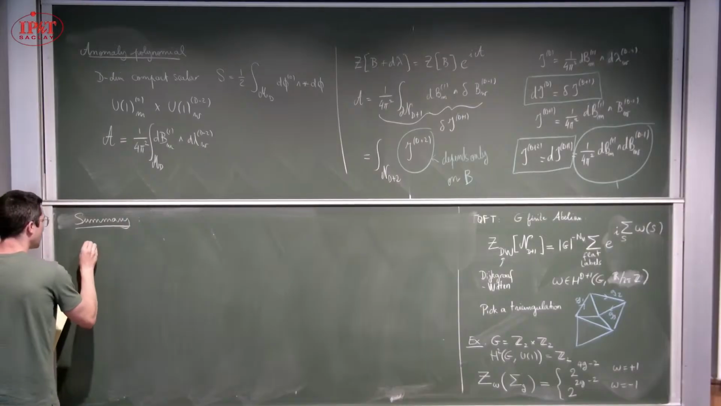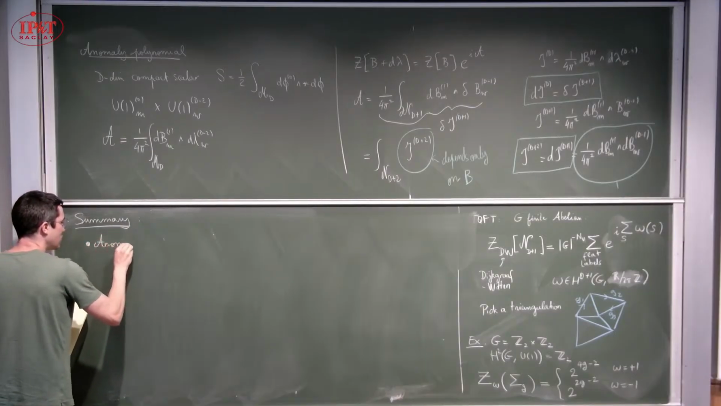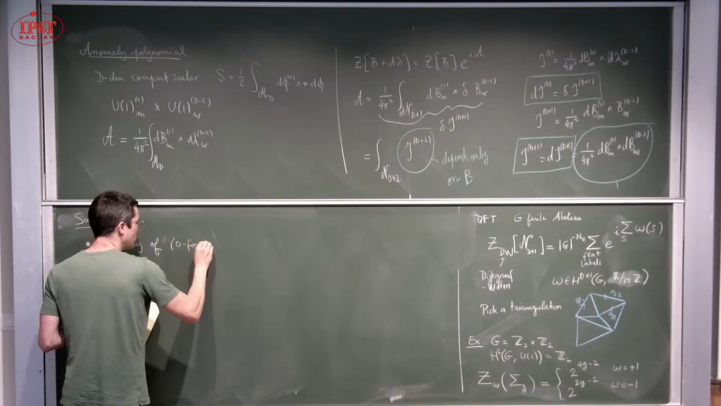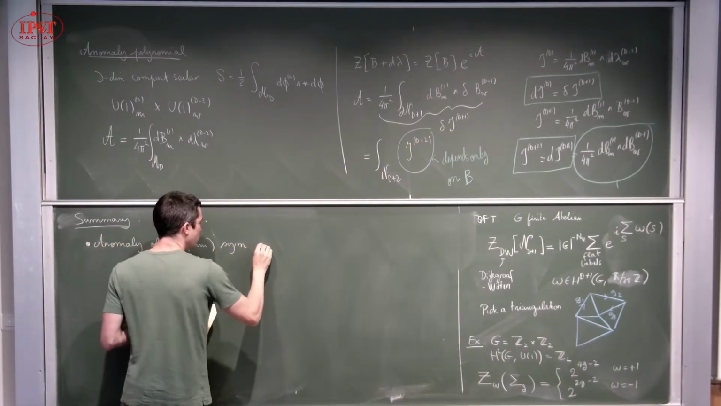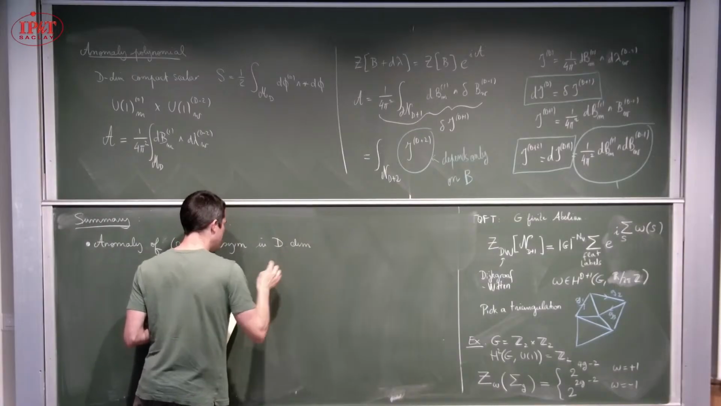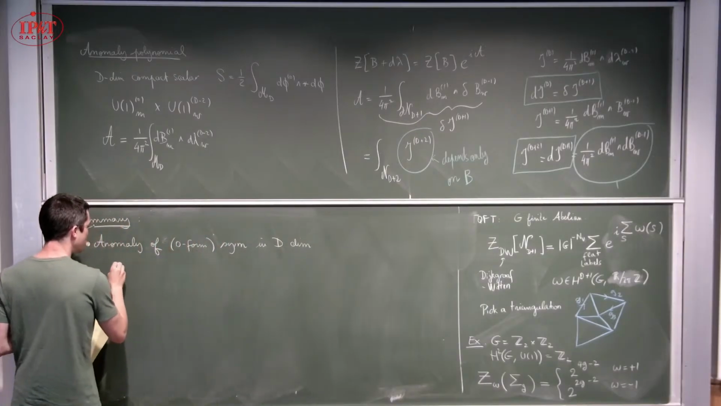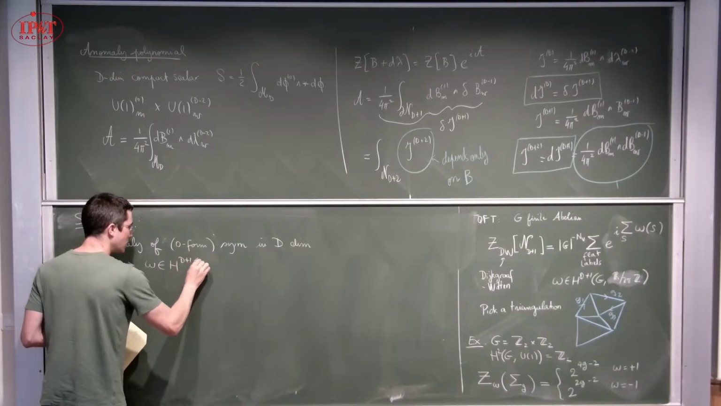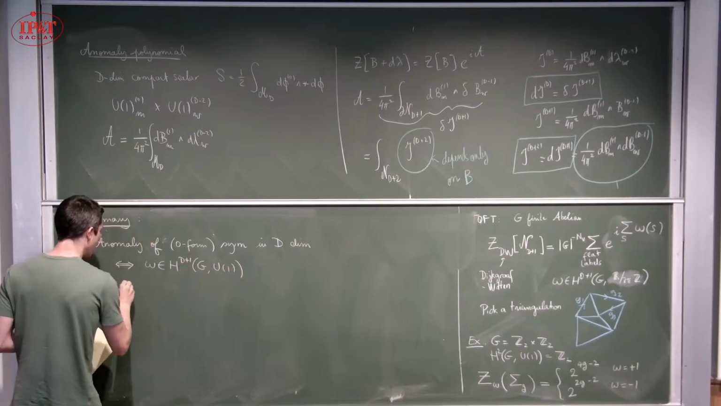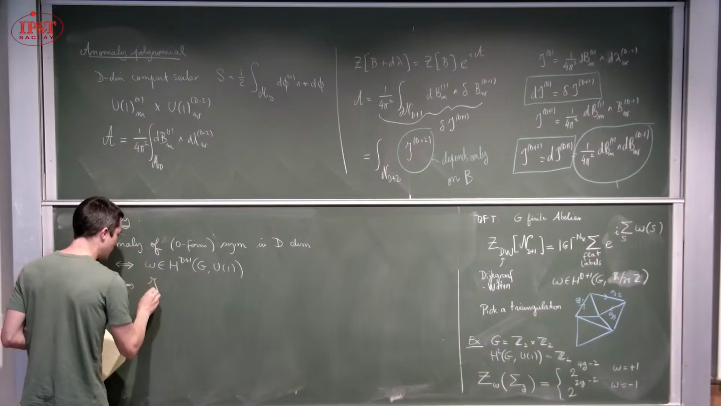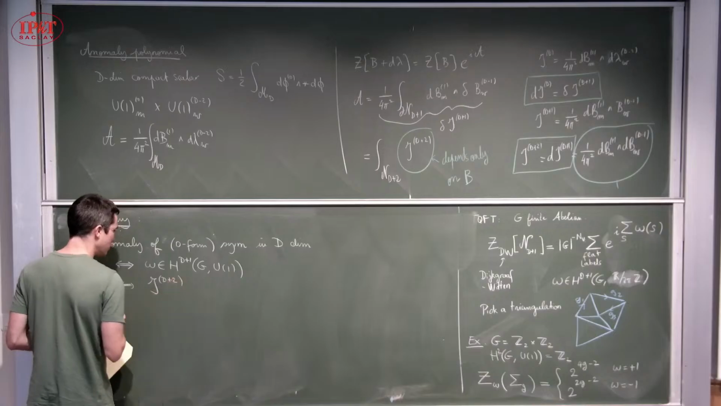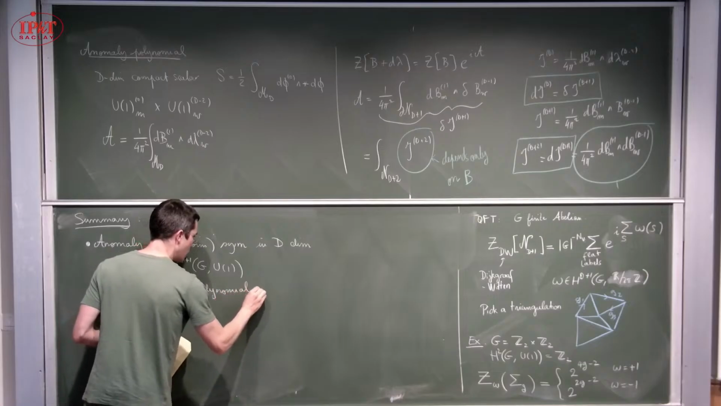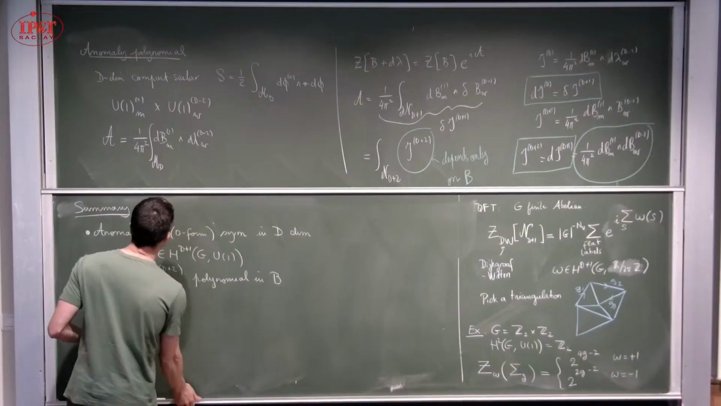So, summary, there are two points. The anomaly of a zero-form symmetry in d dimensions can be described equivalently as an element omega in H d plus 1 of G, or equivalently as a polynomial of degree d plus 2 in B, in the background gauge field.